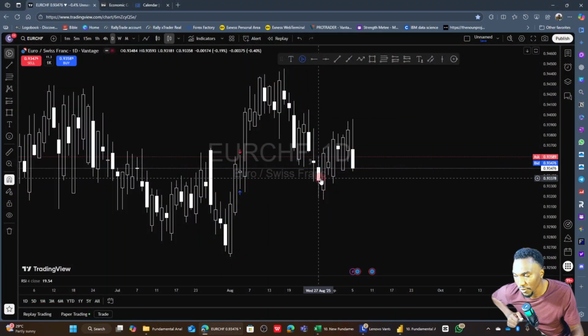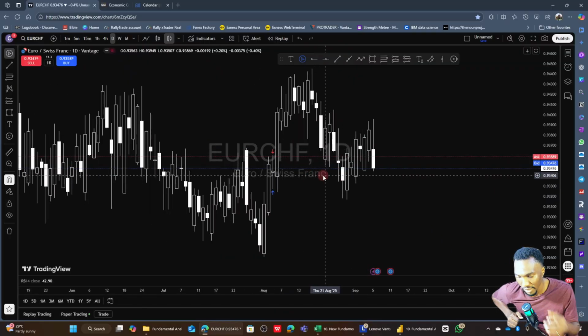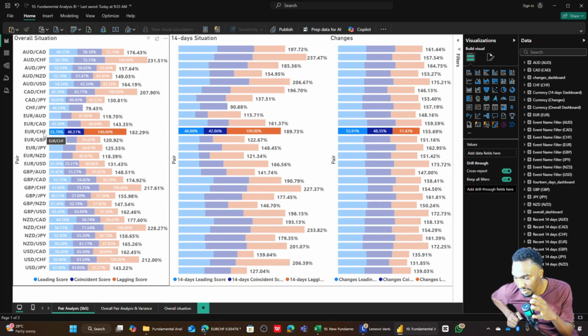And you can see the euro Swiss franc, this same currency that has its indicators, current situation and everything saying bearish, is still telling me that the lagging indicator is likely going to start printing a strong stance soon. Right now it is bearish. That is what it means.